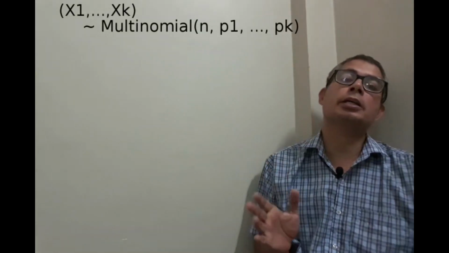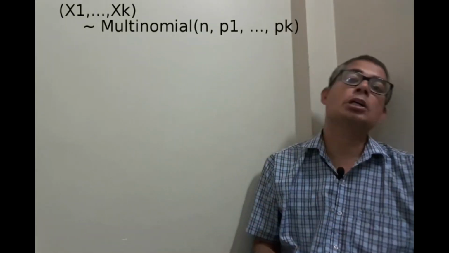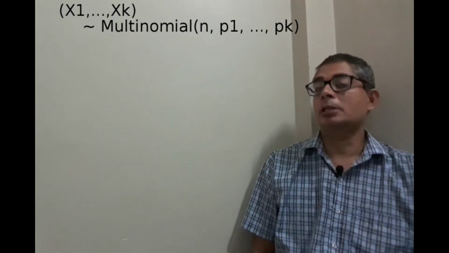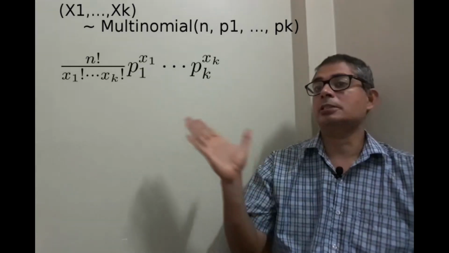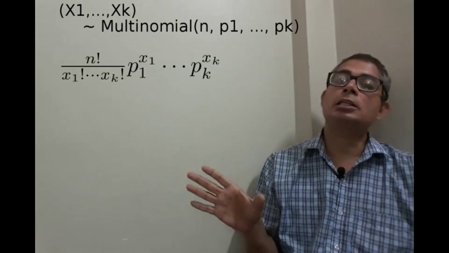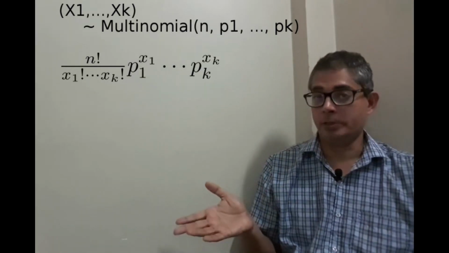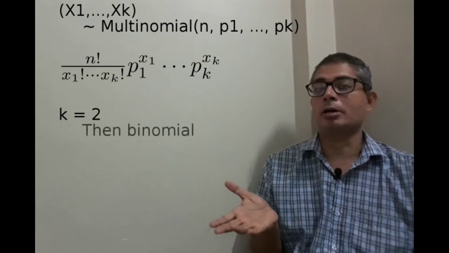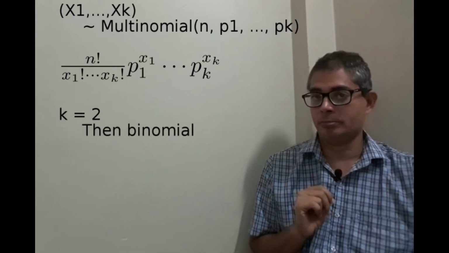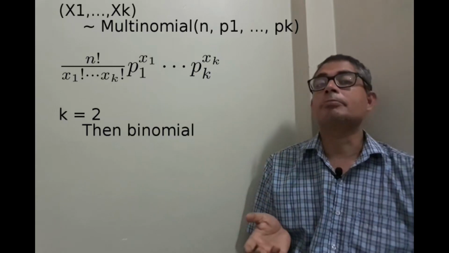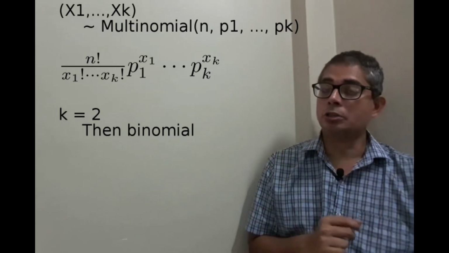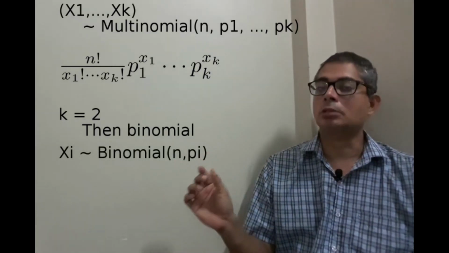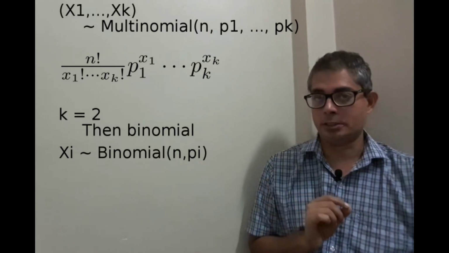Let X1 to Xk have multinomial distribution with parameters n and p1 to pk. Then the probability mass function, PMF, is this. The similarity with the binomial PMF should be obvious. Now when k is equal to 2, we get back our familiar binomial PMF, just as in the multivariate hypergeometric case. Also, marginally, each Xi follows binomial with the corresponding pi as a parameter.